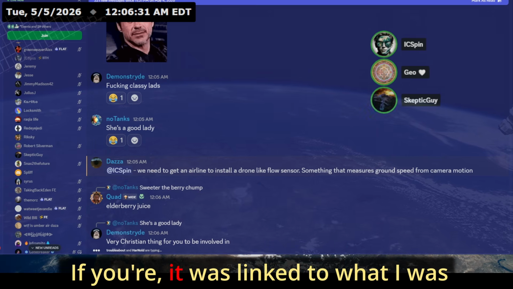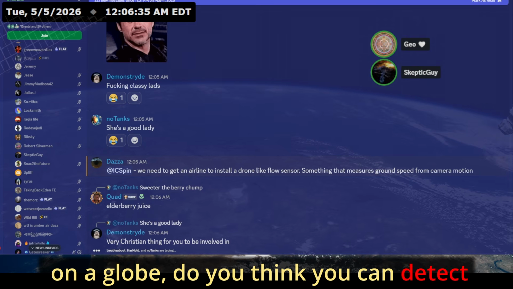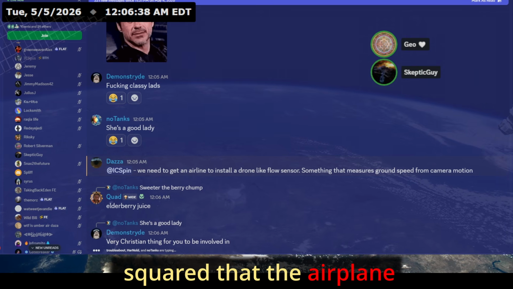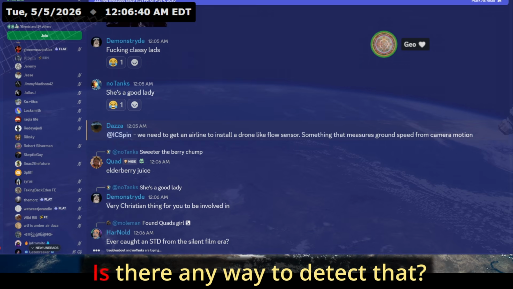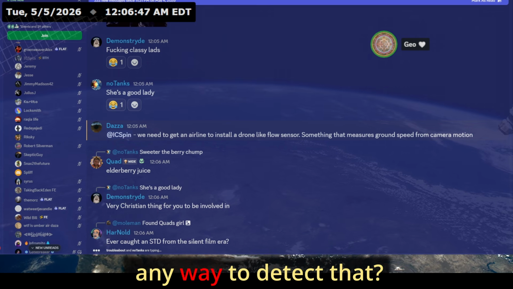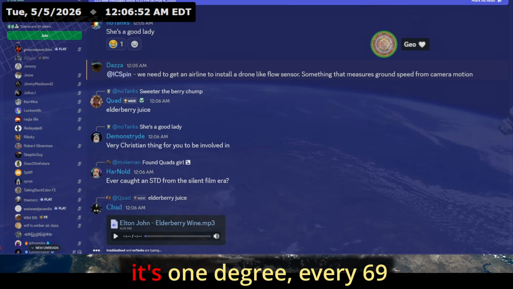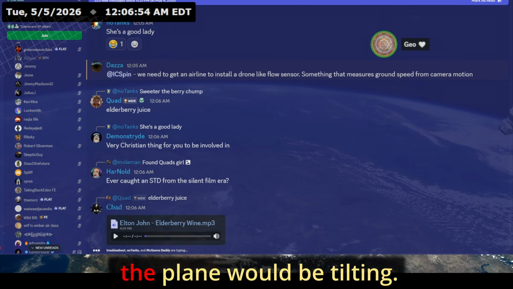Quick question, linked to what I was saying before. If you're on a globe, do you think you can detect the 8 inches per mile squared that the airplane is tilting as you fly around the sphere? Is there any way to detect that on an airplane? It's 1 degree every 69 miles that the plane would be tilting.